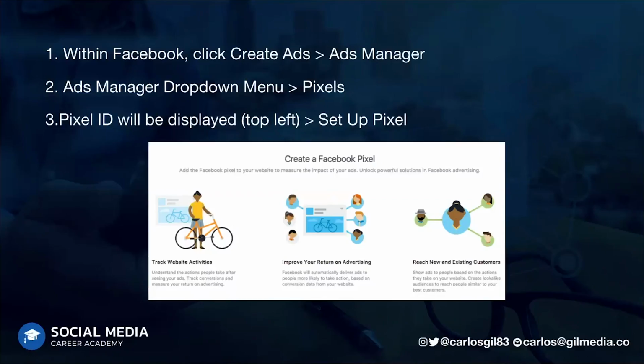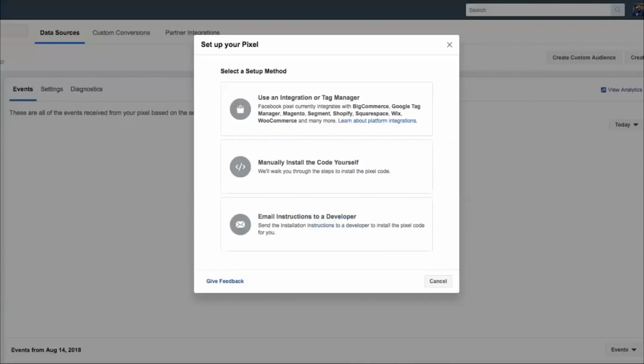From here, your pixel ID will be displayed on the top left of the screen, and you're also going to see an option for Set Up Pixel. Click on Set Up Pixel, and then you're going to see the following screen in front of you, and you're going to have three options. You can either integrate pixels with various sites which currently exist. So if you're in e-commerce, which I would imagine that most of you aren't, but let's say you have a Shopify store or you have a Squarespace or Wix page, which some of you might have your websites built on, then you would just click on that top option there.